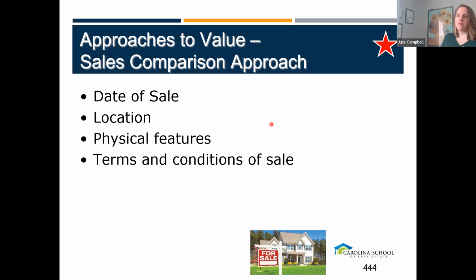Physical features of the property: square footage, how many bedrooms, how many baths, does it have a fireplace, does it have a garage? What's the size of the land? What's the size of the lot?